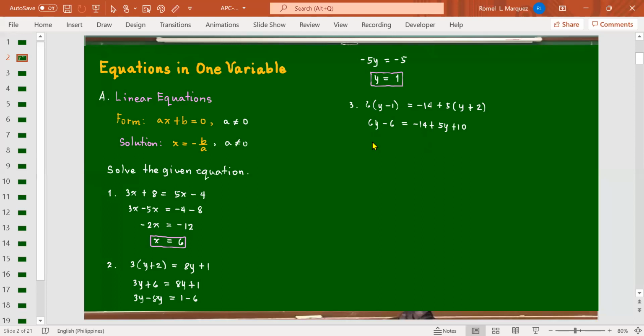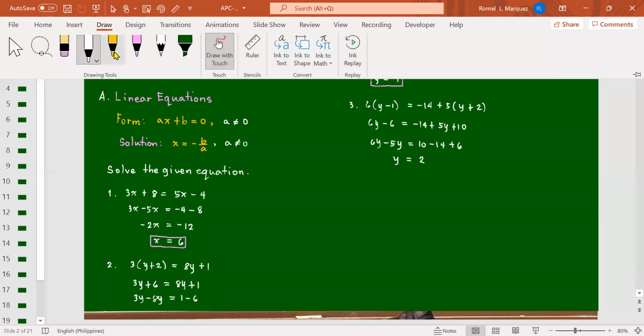Simplifying this, we get 6y minus 5y. On the right side, we have 10 minus 14, then plus 6. So that the left side is y. And then the right side, we have negative 4 plus 6, that is positive 2. So therefore, the solution to this equation is y equals 2.